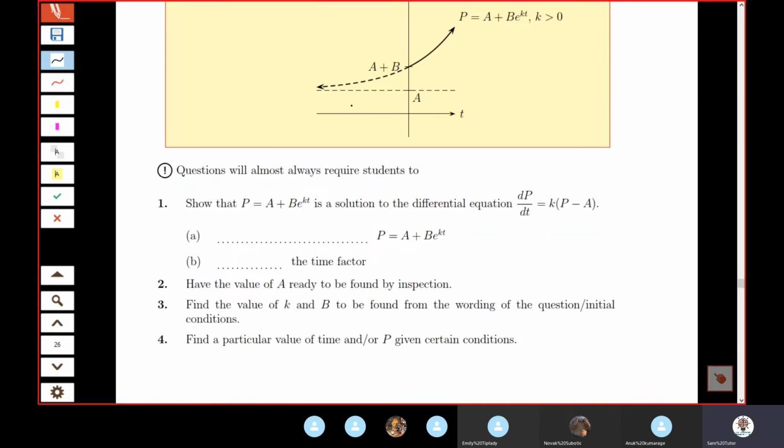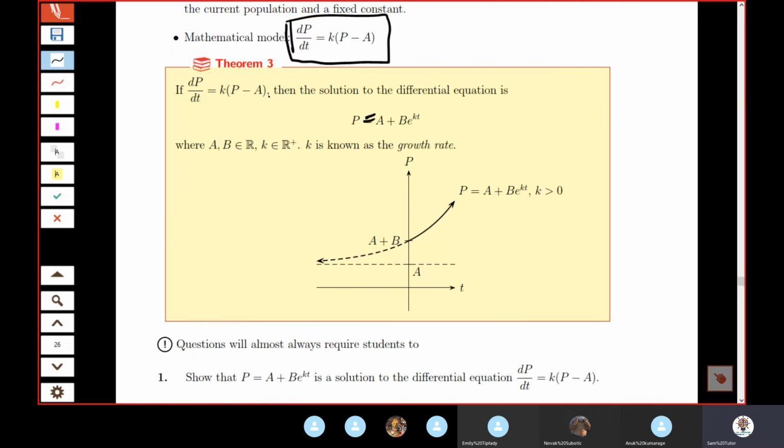All right. So the only difference is the fact that it's got this A. So your new formula for population is not just B E^KT, it's A plus B E^KT. Just one extra term, you're just adding A.